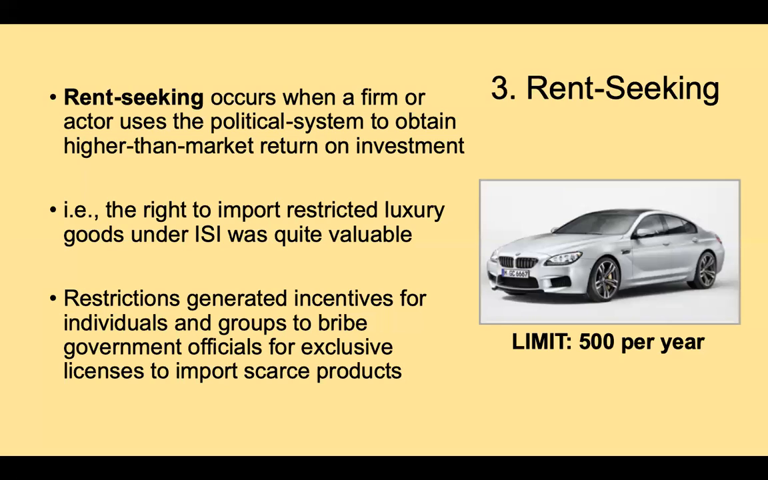One of the most common forms of rent seeking under ISI related to rights to import restricted luxury goods. In particular, remember how I told you that because tariffs were so high, it became virtually impossible to obtain things like cars or other consumer goods that were produced in mainly Western countries and that previously were imported relatively easily before the Great Depression. It became very difficult to get these things because tariffs were so high. One way of getting them, though, was obtaining exclusive rights to import them. So basically obtaining licenses. Even though these tariffs were very, very high, every year there were always some licenses that could be obtained to import them.